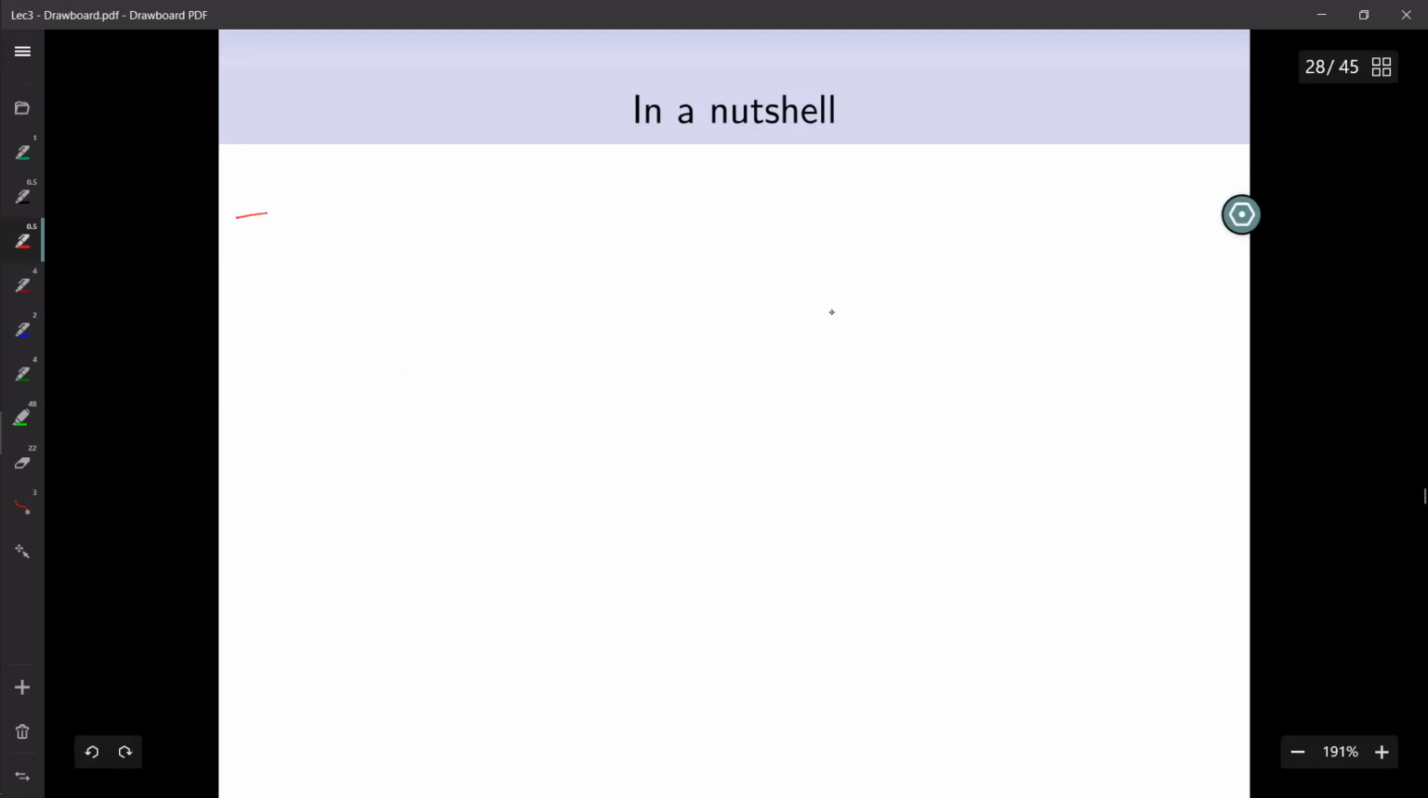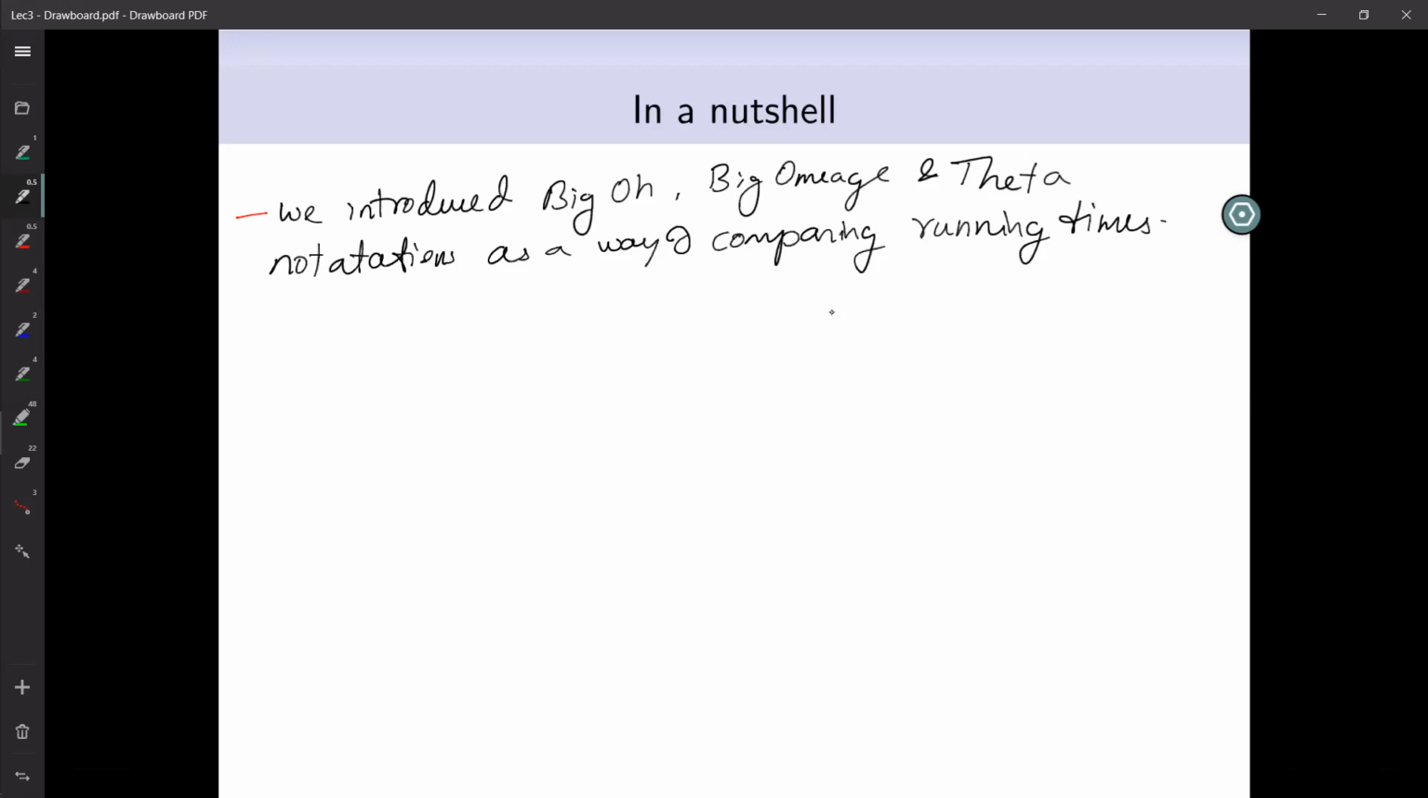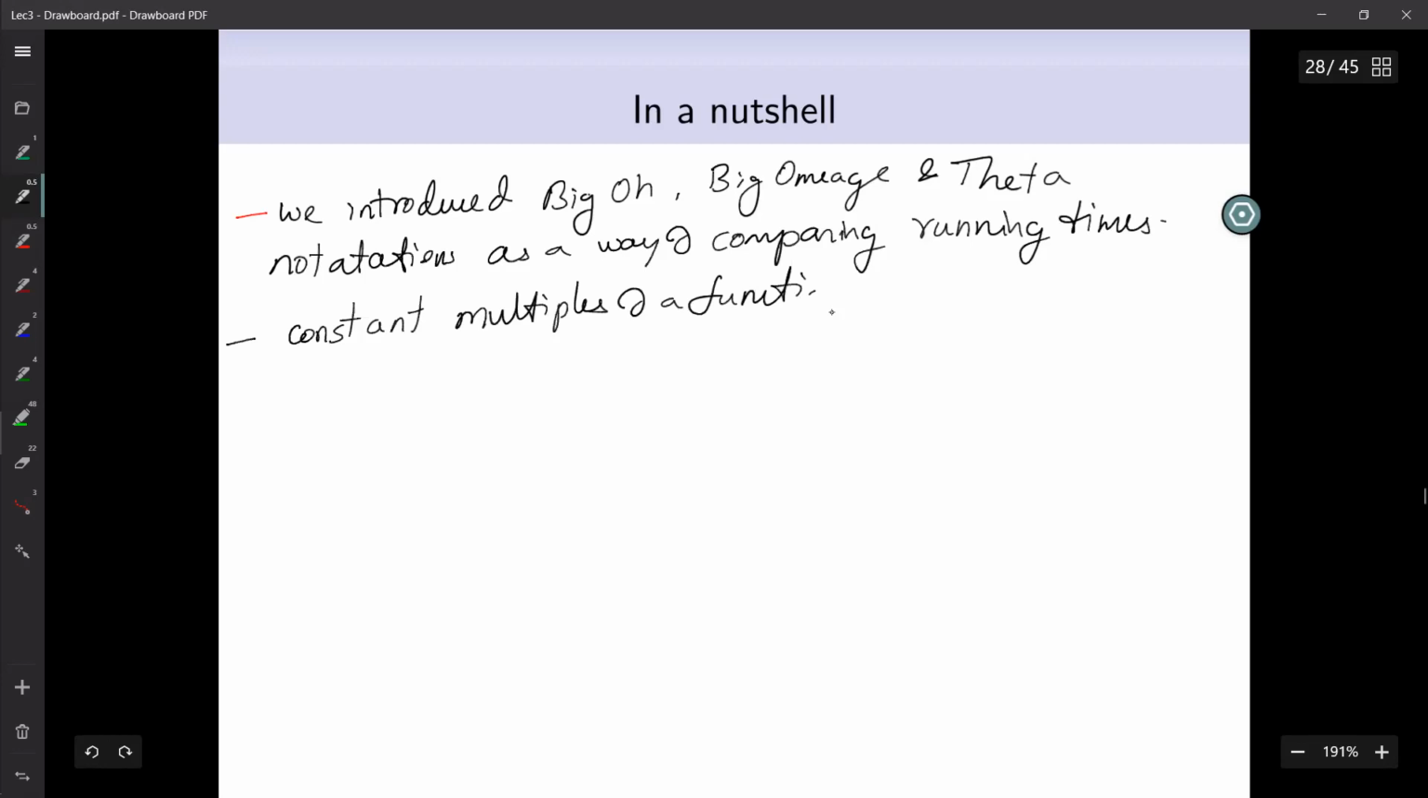So in short, we introduced big O, big omega, and theta notations as a way of comparing running times. Now, what is the primary feature? Constant multiples of a function are considered to be equivalent.